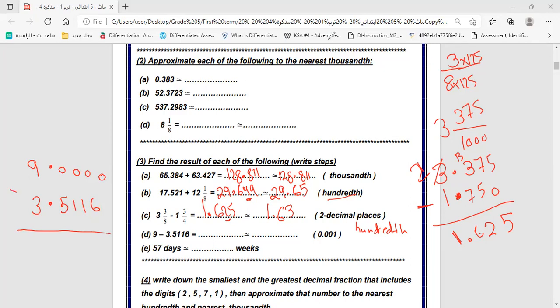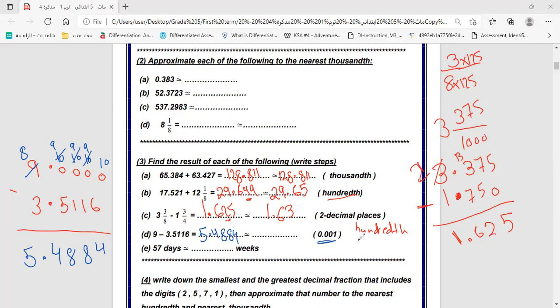Okay, we will borrow here from the 9. 9 will be 8. 0 will be 10, then it will be 9. It will be 10 again, then it will be 9. It will be 10 again, then it will be 9. And here it will be 10 only. 10 minus 6 is 4. 9 minus 1 is 8. 9 minus 1 is 8. 9 minus 1 is 8. 8 minus 3 is 5. So the answer as a decimal is 5.4884. Here to the nearest what?